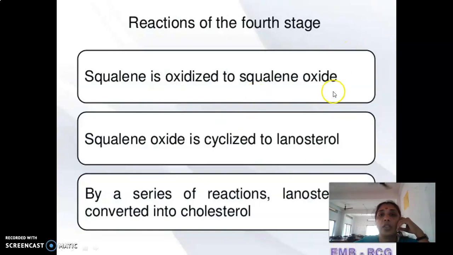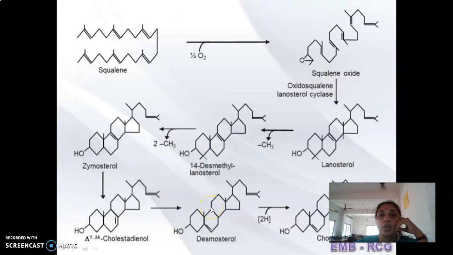Squalene is first oxidized to squalene epoxide. It undergoes cyclization to give lanosterol. It is finally converted into cholesterol. See, so this is squalene, right? Two molecules of FPP joined together. See, 1, 2, 3, 4, 5, 6, 7, 8, 9, 10, 11, 12, 13, 14, 15. So this is one molecule of FPP.